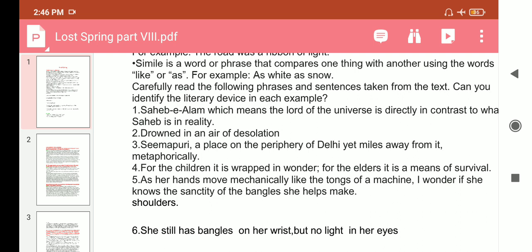As her hands move mechanically like the tongues of a machine, I wonder if she knows the sanctity of the bangles she helps make. Here a simile has been used, the literary device simile.